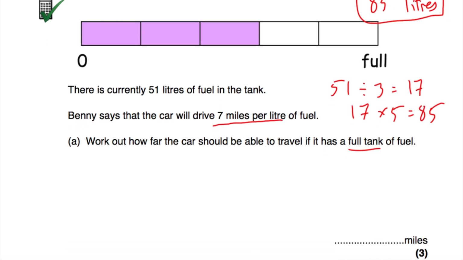And we're told that the car should be able to drive 7 miles per litre. So if we take the 85 litres and multiply that by 7, that'll tell us how many miles the car should be able to drive. So let's do that. And when we do 85 multiplied by 7, that's equal to 595. So that means the car should be able to drive 595 miles, because for every single litre it should be able to drive 7 miles. So 85 times 7 is 595 miles altogether.